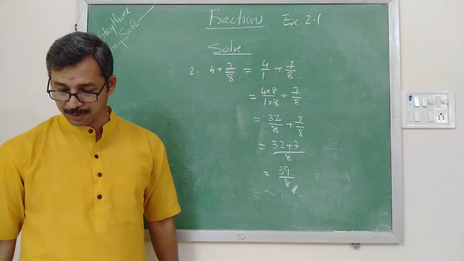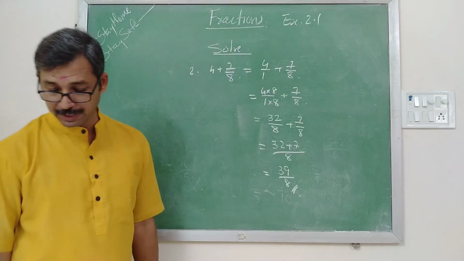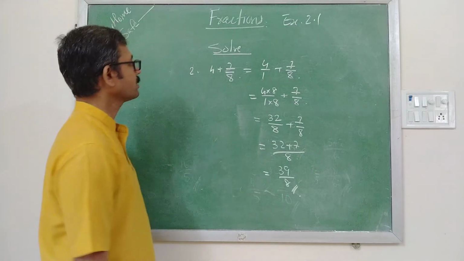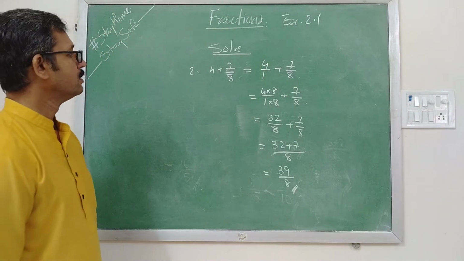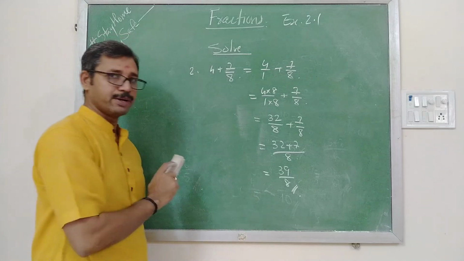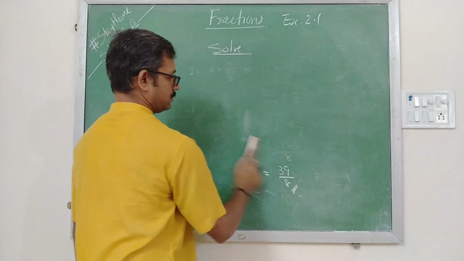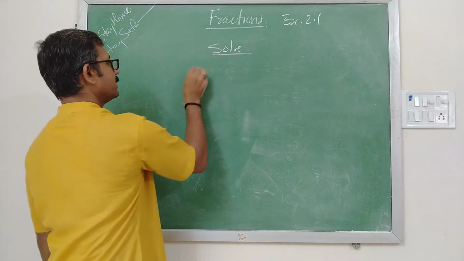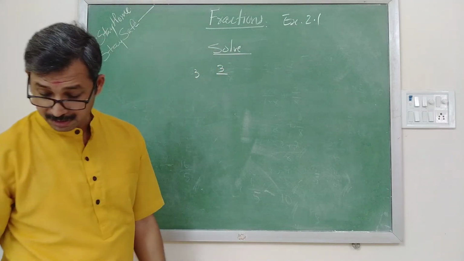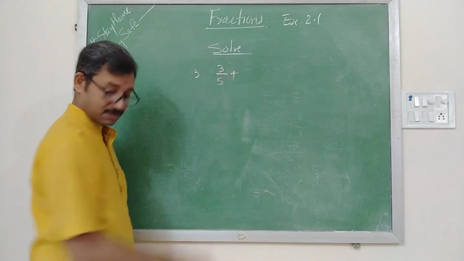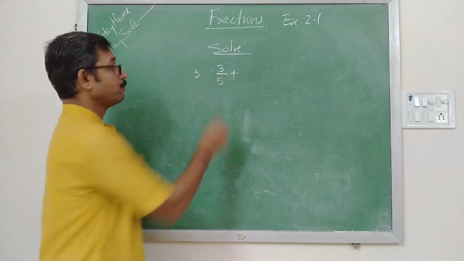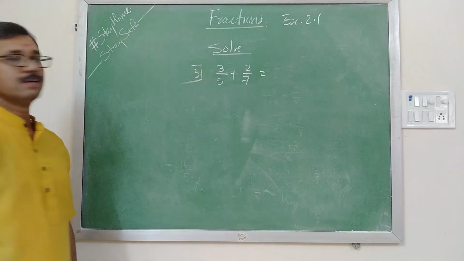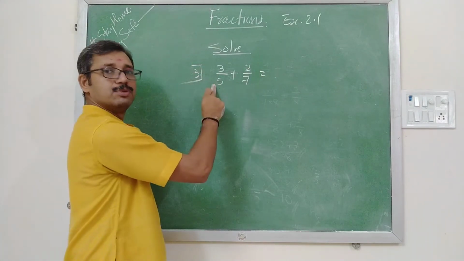Okay. One more sum you will do. Then the rest of the sums you must try. Then I will show it in one more next class. Okay, good. I can write 3 upon 5 plus 2 upon 7. Here also the same thing. Is it the same? No. We have to make it the same.